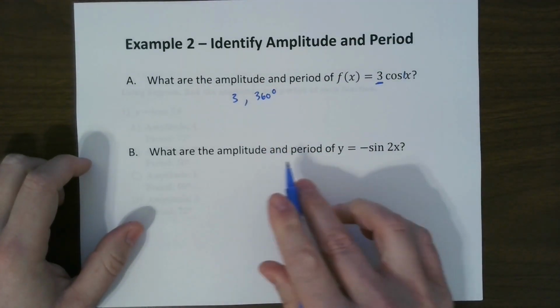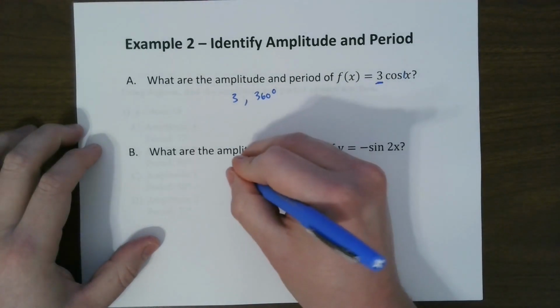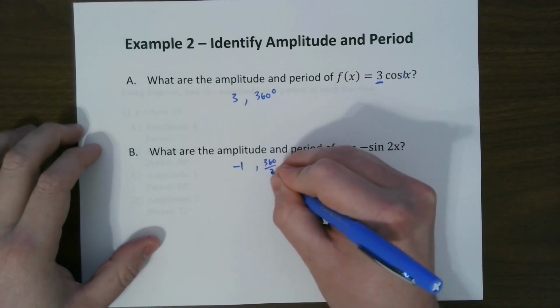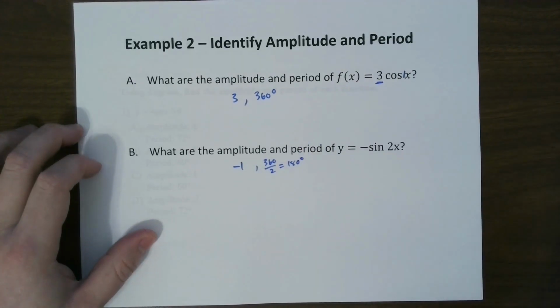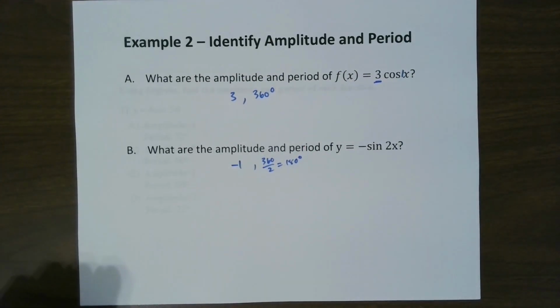So if we're talking about amplitude and period of this one, the amplitude is going to be -1, because that's what's in front of this sine, and the period is going to be 360 divided by 2, which is 180. And that's it. And the period, once again, is how long it takes to do a full circle.